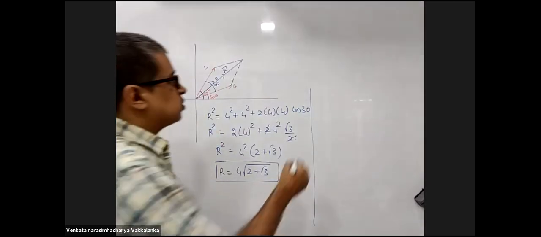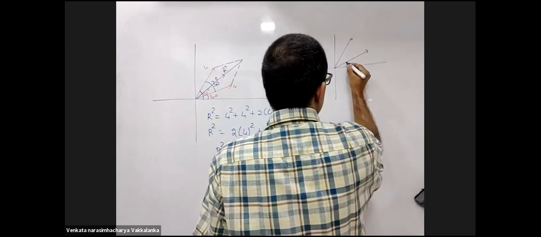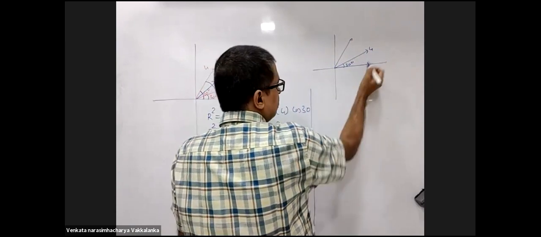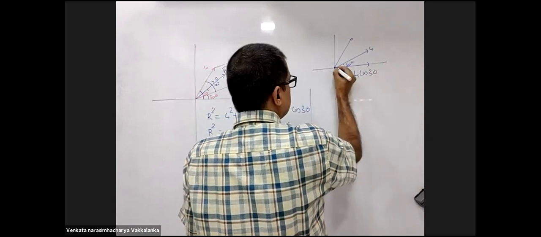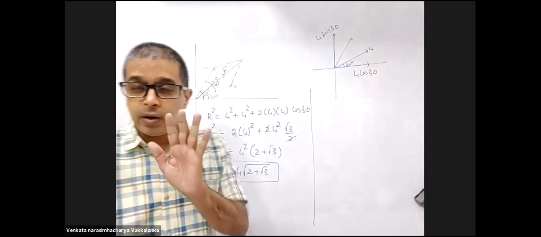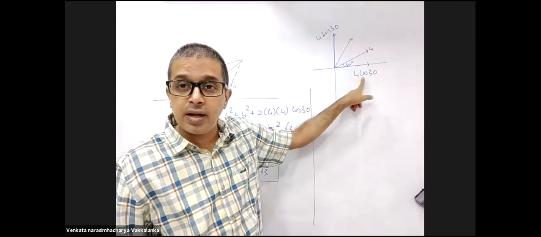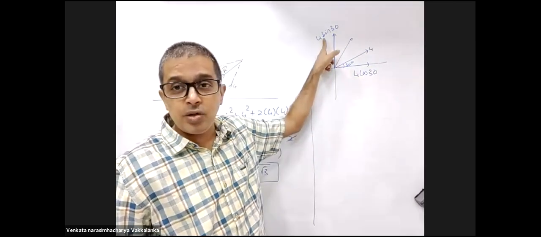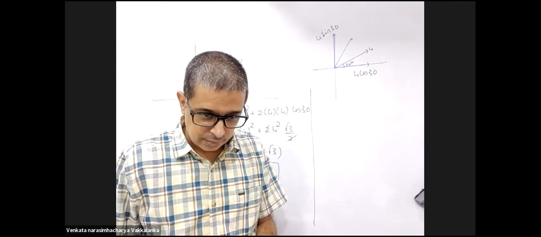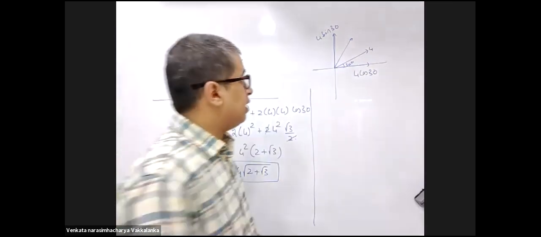What is the other way of solving the same question? You had 4 Newton this way, 4 Newton this way, and this is 30 degrees. I will resolve the first vector as 4 cos 30 and 4 sin 30. Resolving, I hope you remember, component of the vector adjacent to the angle is vector into cos theta. Not adjacent to the angle is vector into sin theta. Yes, sir.